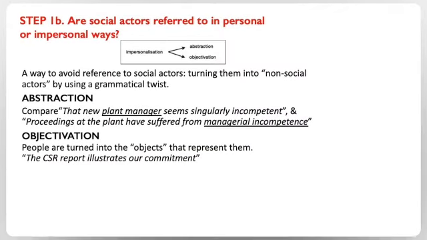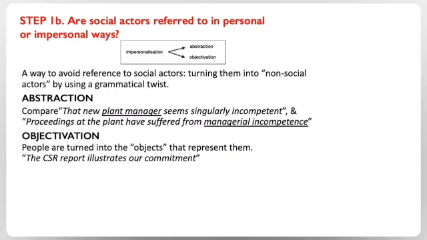Moving on, talking about people in personal ways. When we don't talk about people in personal ways, we can use abstract language. So let's compare these two sentences. The new plant manager seems incompetent. You can see here the social actor is the plant manager and it's individualized. We know this is the function, but nonetheless we know about the person. Compare this with the sentence: proceedings at the plant have suffered from managerial incompetence. From this structure, the manager is completely missing. There is no reference to a person. There is just a noun here, incompetence. We don't know whose incompetence this is, so we call this abstraction.